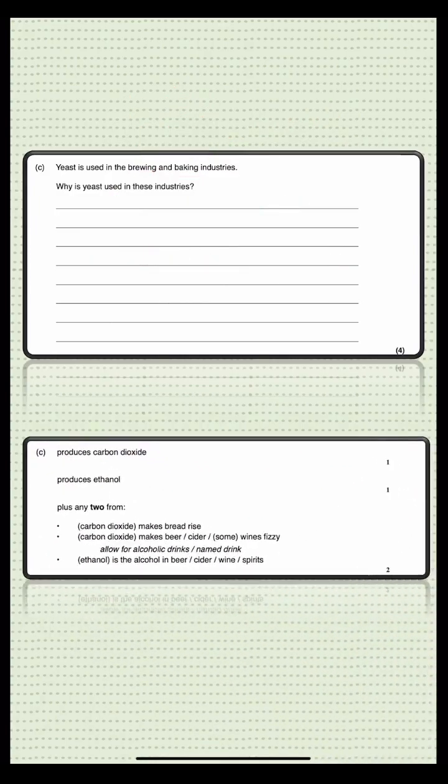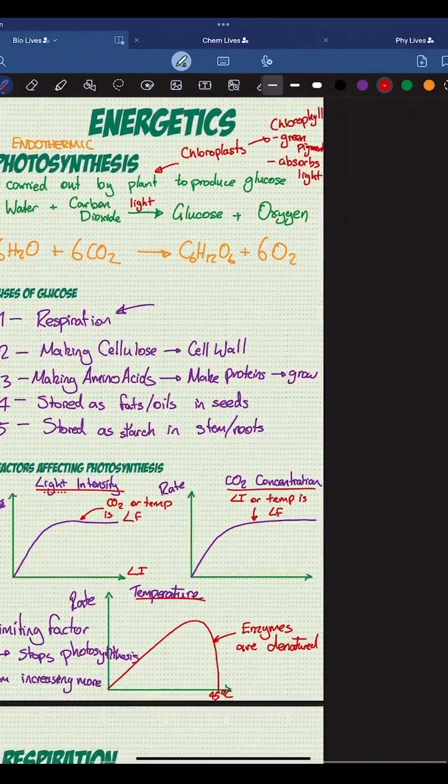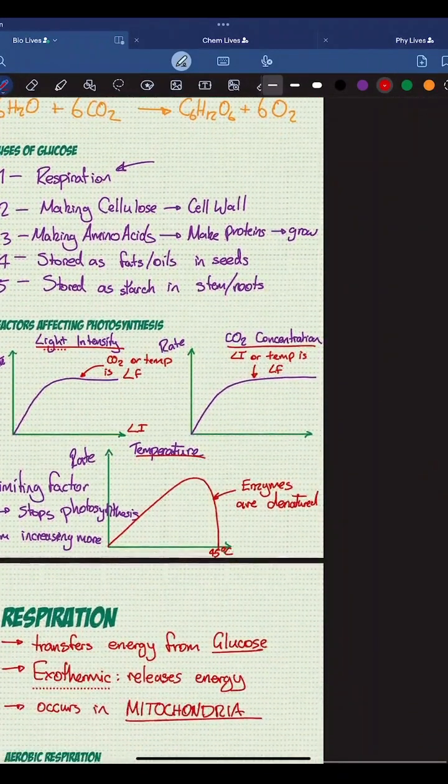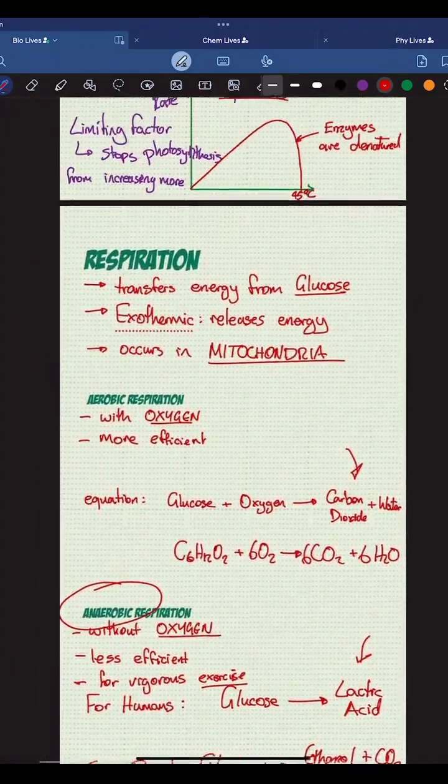Let's just double check the mark scheme here. Carbon dioxide, produces ethanol, makes bread rise, alcohol in beer. You can also say it makes it fizzy. That's what makes some drinks fizzy. Carbon dioxide is what makes drinks fizzy. Can you show me the notes that we've made so far? Yes, so we've done photosynthesis, all of these. I'm gonna put these all up on YouTube. Respiration, and that's what we've done so far.